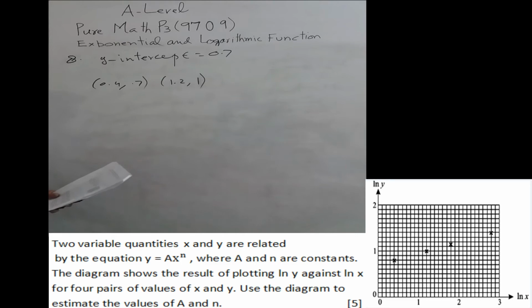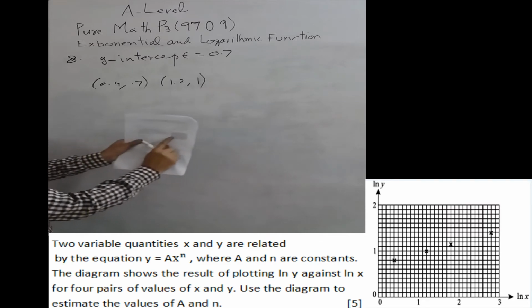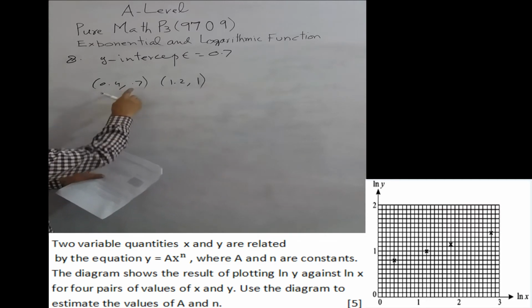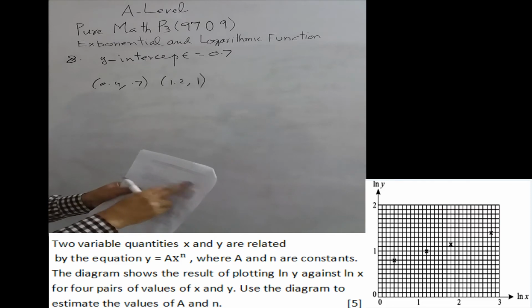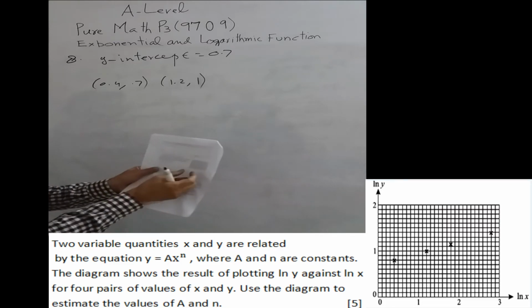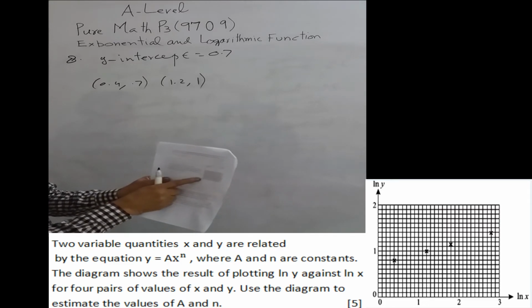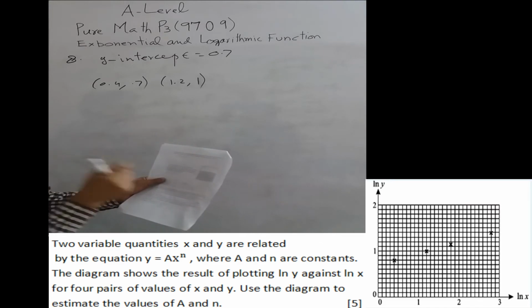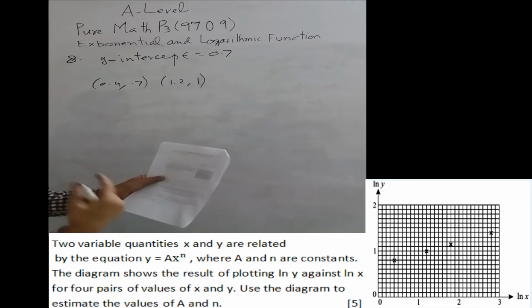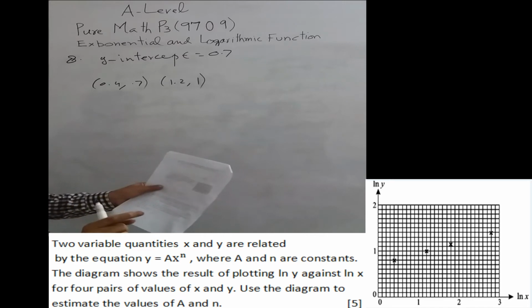Next, question number 8. Please see the diagram as well as the question. The first point, this start point, is 0.4 and 0.7 from the graph, because 10 boxes is equal to 1, so one small box along the x-axis is 0.1, and 10 boxes along the y-axis is 1, so one small box is 0.1.